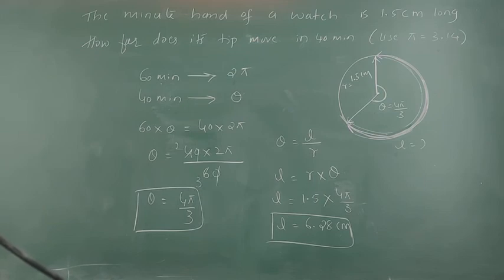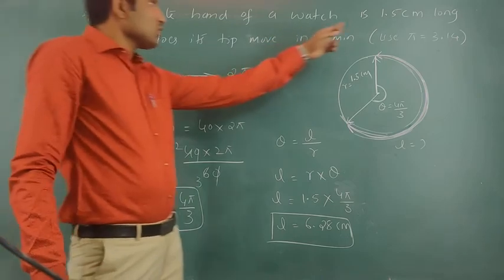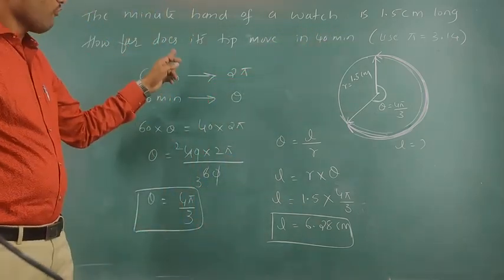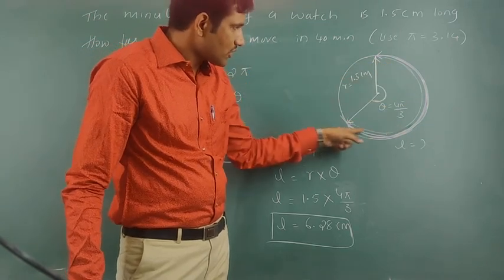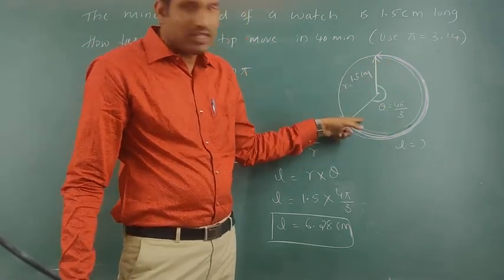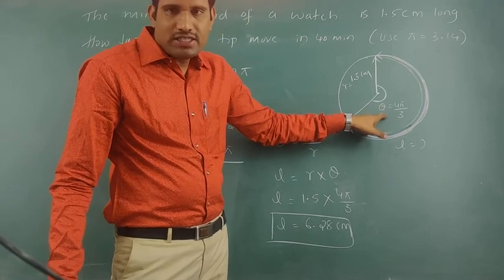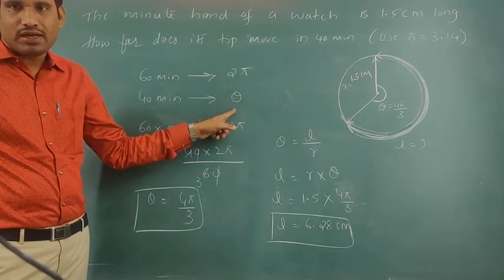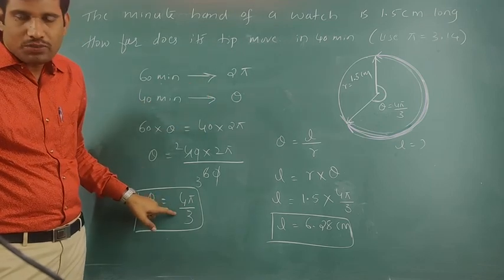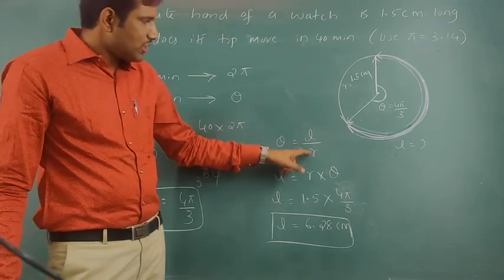Is it clear, students? See, the minute hand of a watch is 1.5 centimeters long. How far does its tip move in 40 minutes? This is the minute hand. This is the distance we have to find, that is nothing but the arc length. First we will find theta. For 60 minutes it is 2 pi. For 40 minutes we have to find that theta. We get 4 pi by 3. Then theta is equal to L by R.